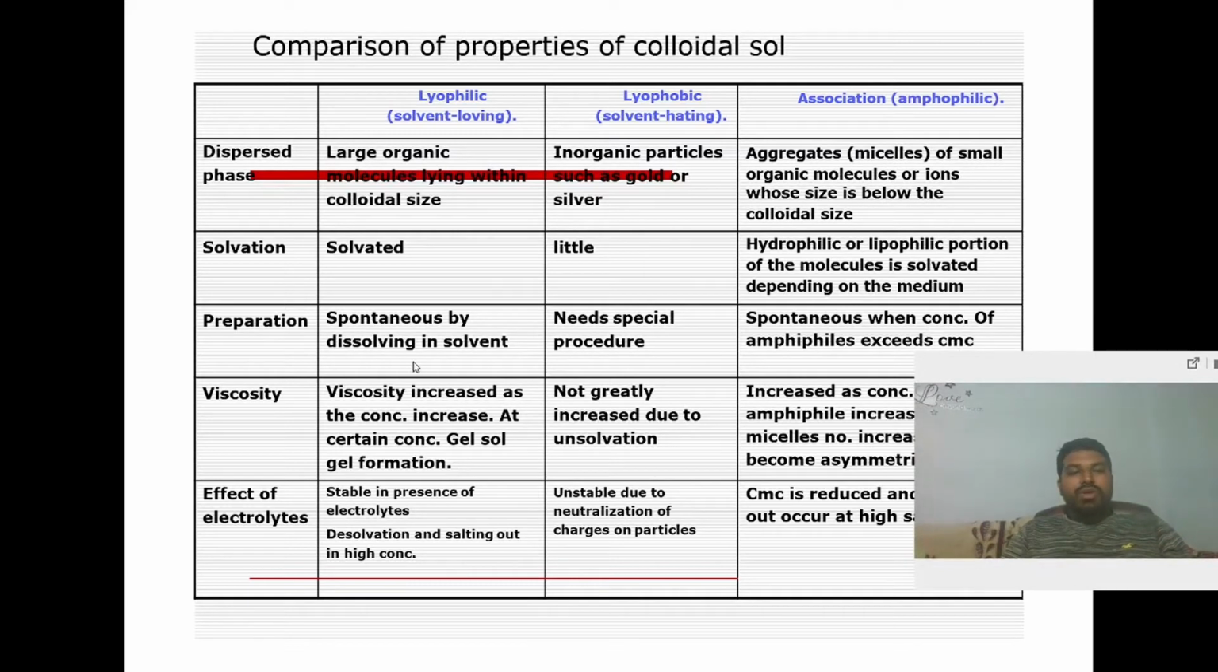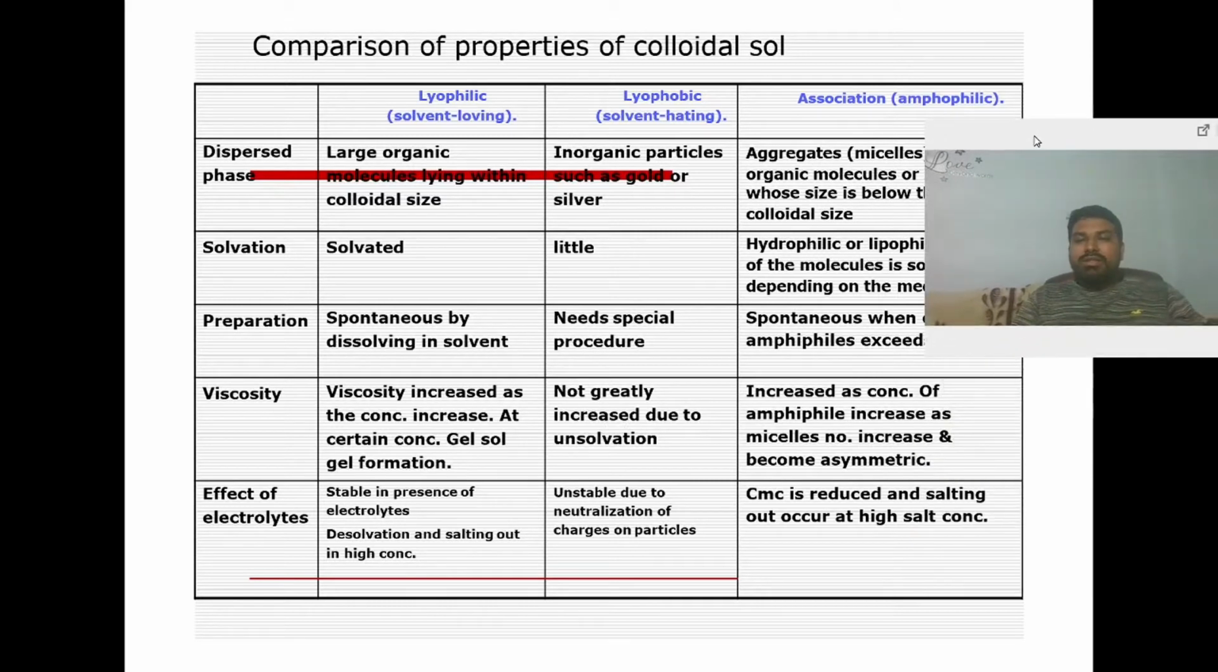Preparation: lyophilic form spontaneously by dissolving in solvent, lyophobic need a special procedure, and association colloids form spontaneously when the concentration of amphiphile exceeds the CMC. Viscosity: for lyophilic, viscosity increases as the concentration increases, and at a certain concentration gel formation occurs. For lyophobic, it is not greatly increased due to little solvation. For association colloids, it increases as the concentration of amphiphile increases, as micelles number increases and become asymmetric.